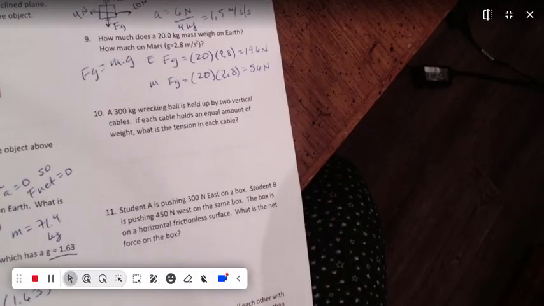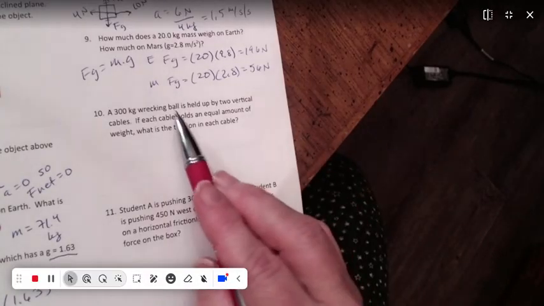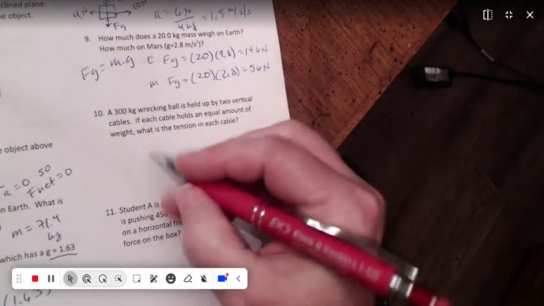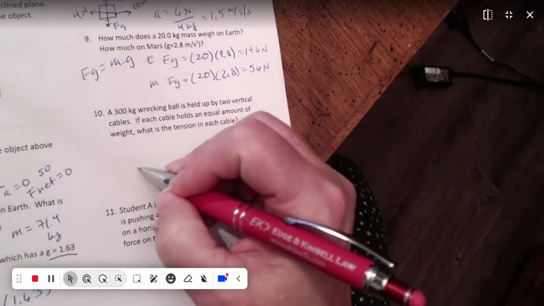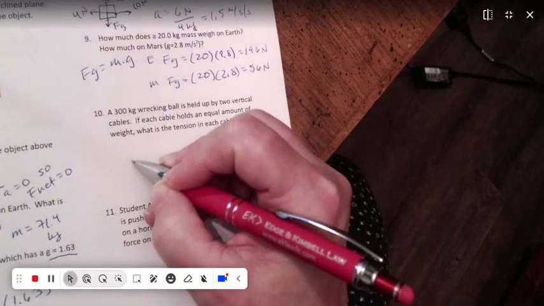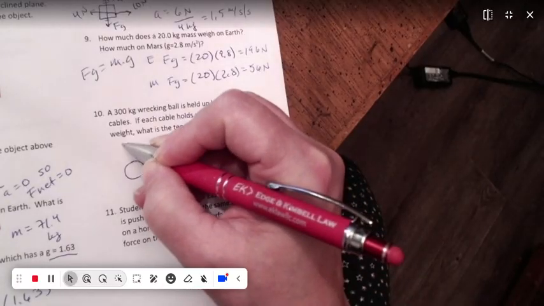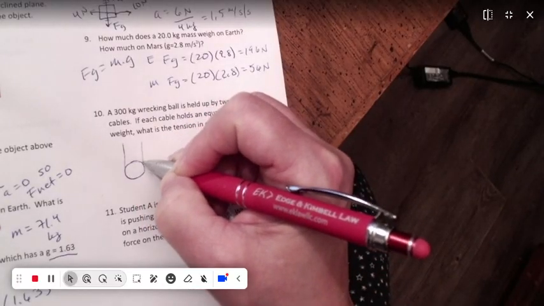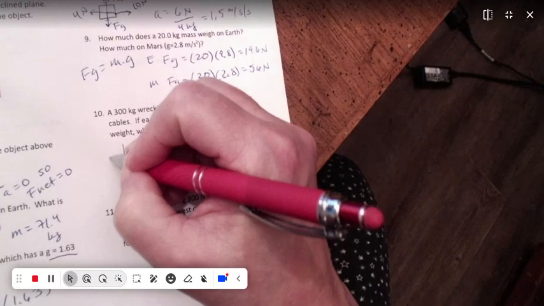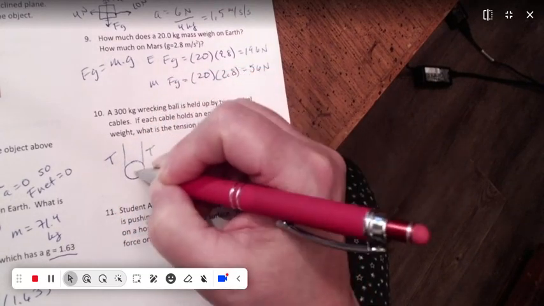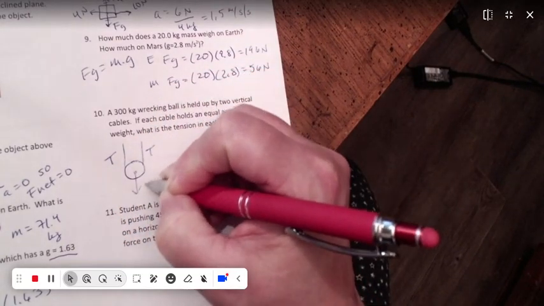Okay, last one for this video. A wrecking ball is held by 2 vertical cables. If each cable holds an equal amount of weight, what is the tension in each cable? So here's my wrecking ball. Here are my 2 cables. And I got tension in each one. And then I've got a force of gravity.